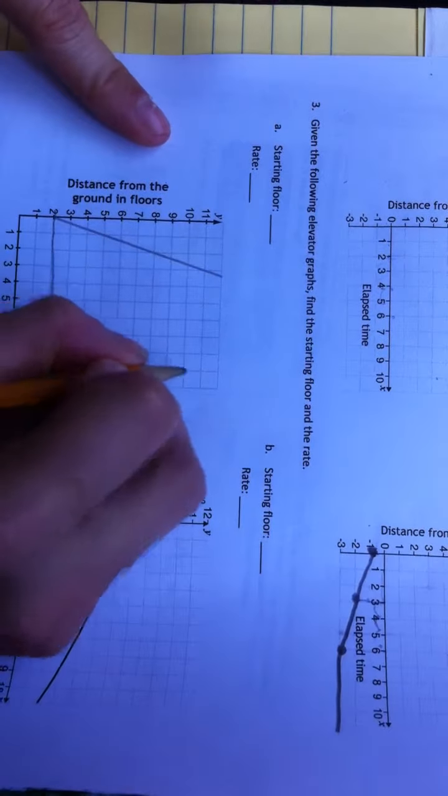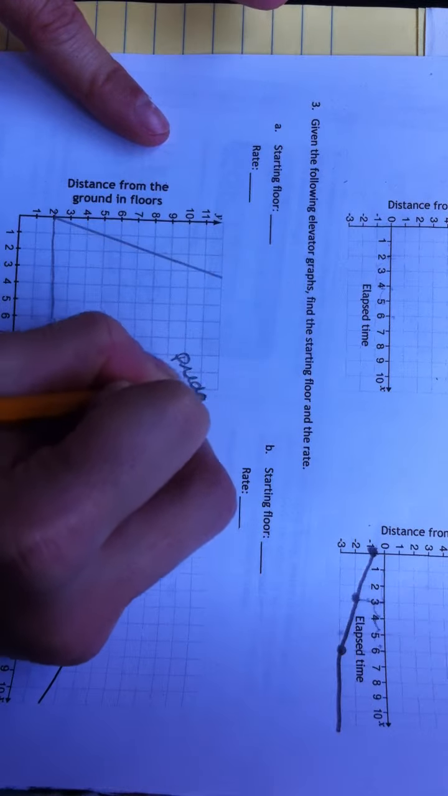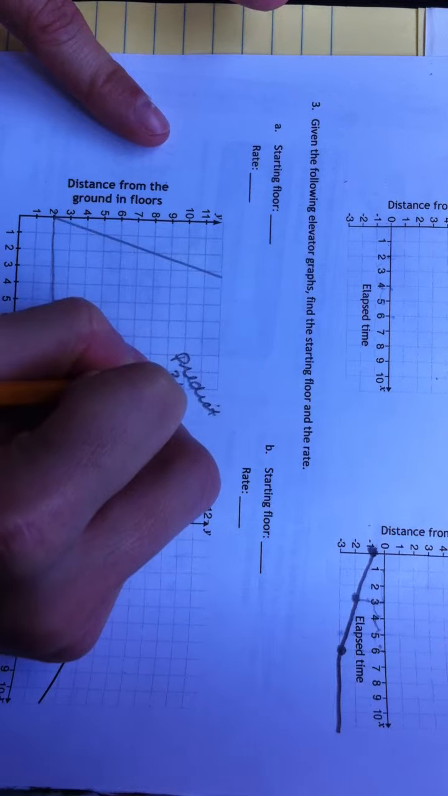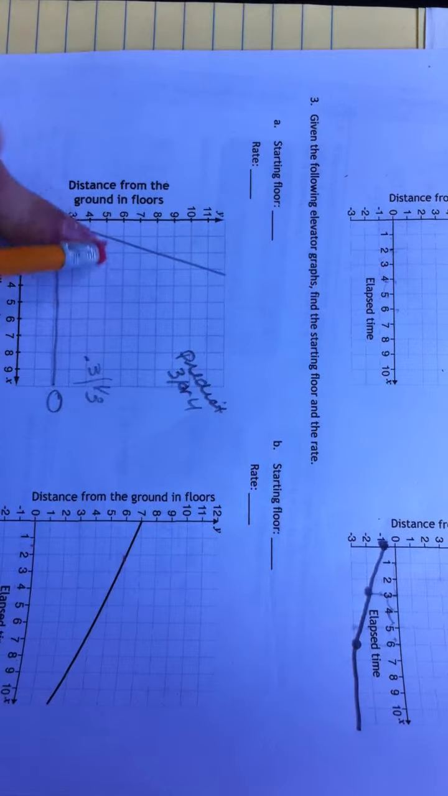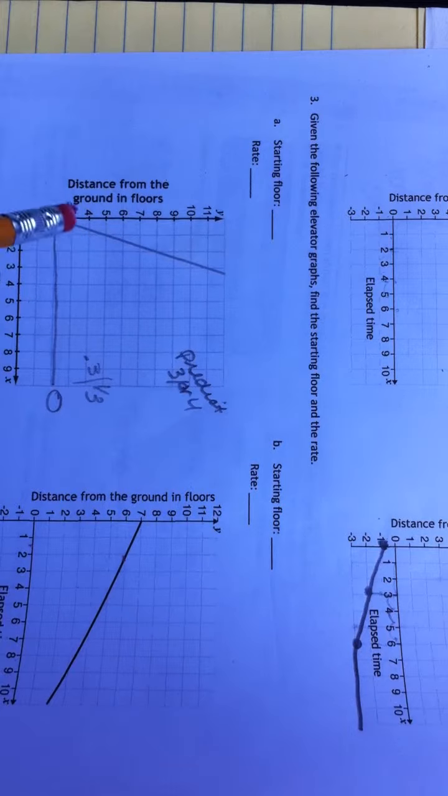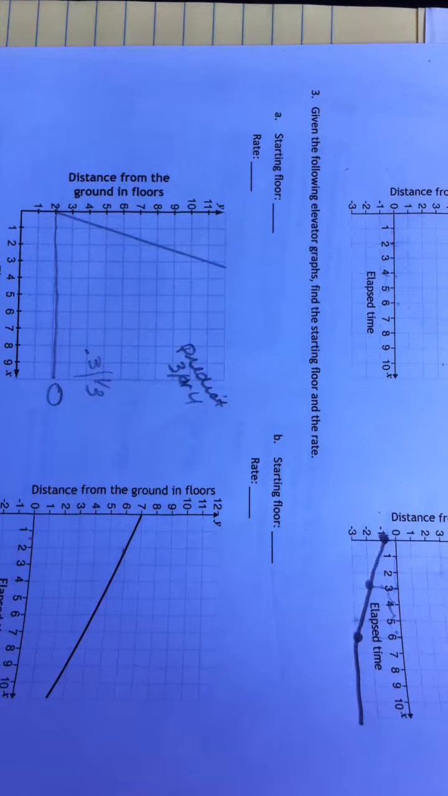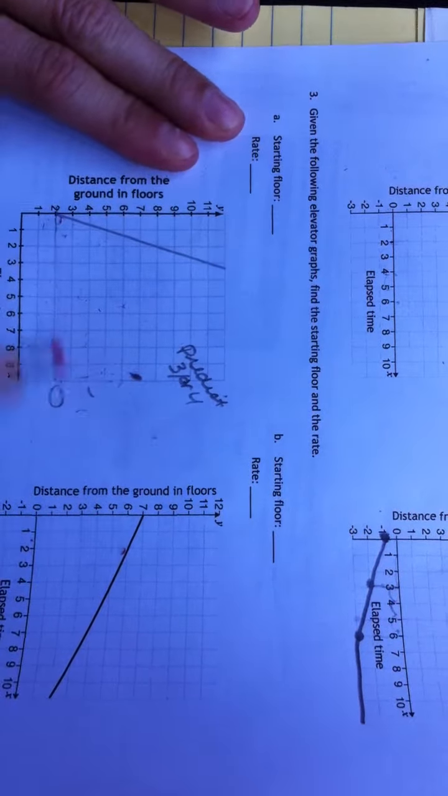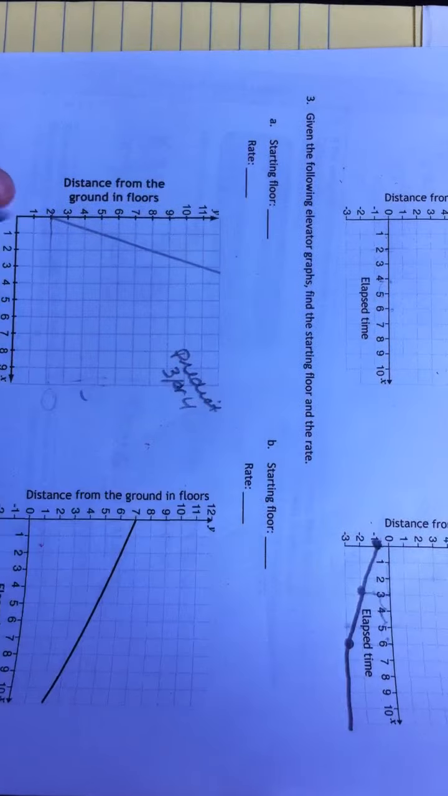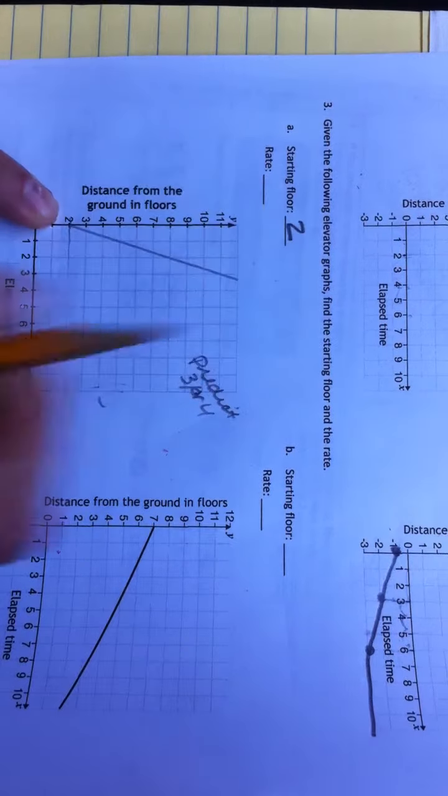Now, knowing that, I'm going to write my prediction. Prediction 3 or 4. Now, if we end up getting a rate of like 0.25 or 1/4, we know something's wrong. So let's take a look. We've got to find the starting floor, and we've got to find the rate. So it started at 2.